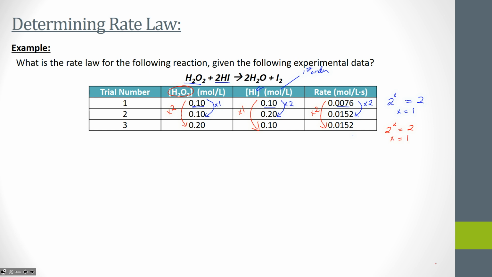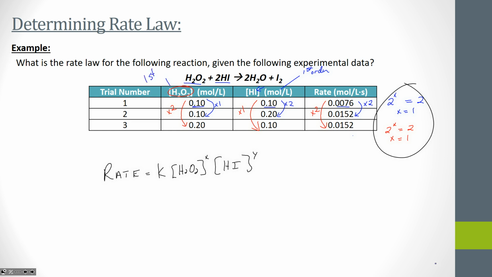So my rate law is going to look like this. Rate equals k, we'll deal with k tomorrow, times the concentration of H2O2 to some power, times the concentration of HI to some power. And what we just did over here is we figured out the powers. This means that this is also first order. So I can get rid of these generic powers and put in the real powers. It's 1 and 1. Now, obviously in math you wouldn't write a power of 1. I'm just doing that to show you where those numbers are coming from.